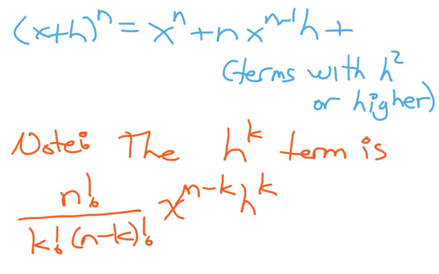We're not going to need to use this, but we could write out the explicit term for h squared, h cubed, like we did with the h term being nx to the n minus 1 and the x to the n term. We could do it with all the other ones, we just don't need to for this particular question.